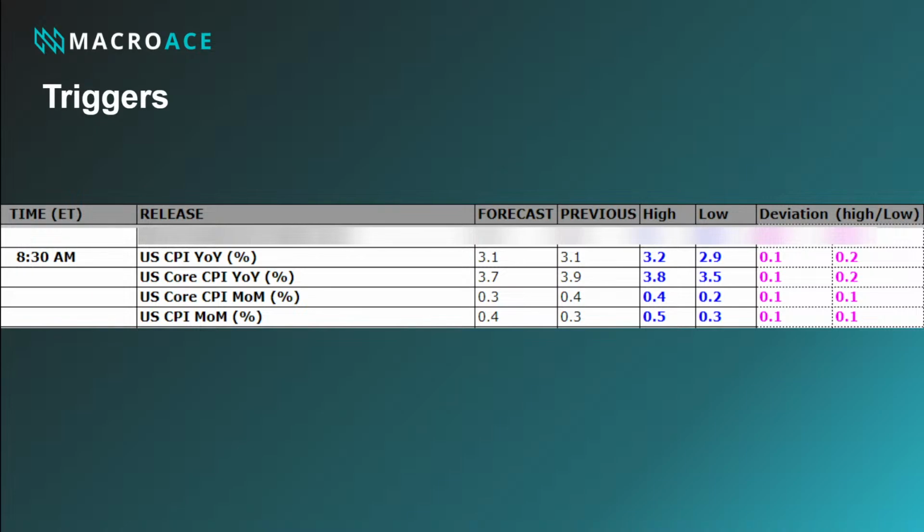This shows you what the forecasts are, the high and low estimates. According to economists, for the year on year, they have a high estimate of 3.2% and a low estimate of 2.9%, with a deviation of 0.1% on the high end and a 0.2% deviation on the low end. Core CPI has a high estimate of 3.8% and a low of 3.5%.